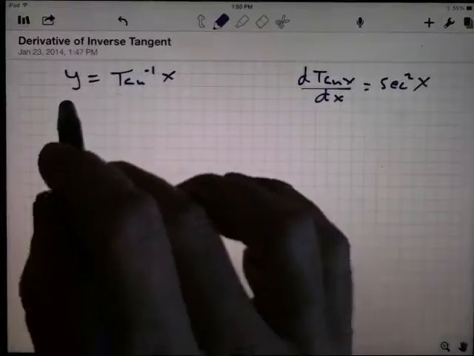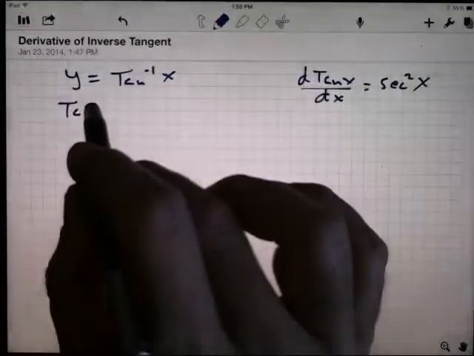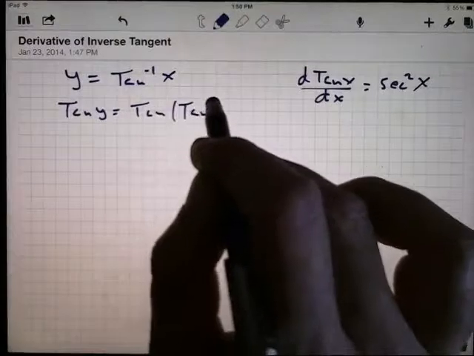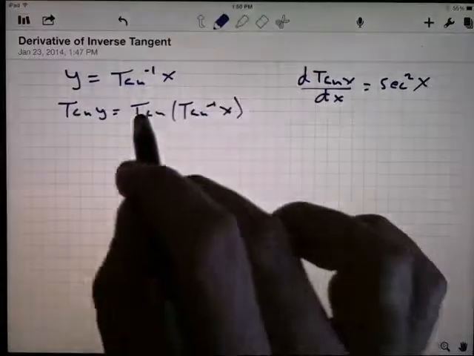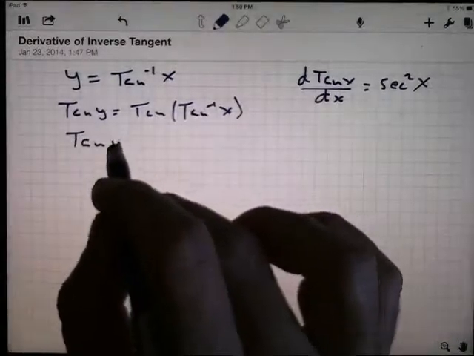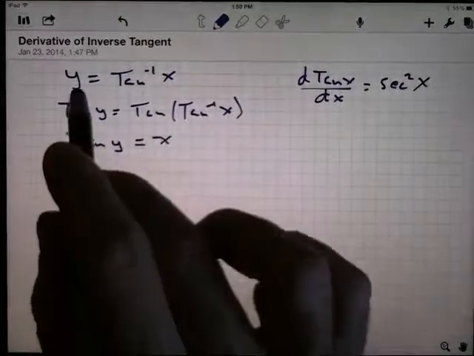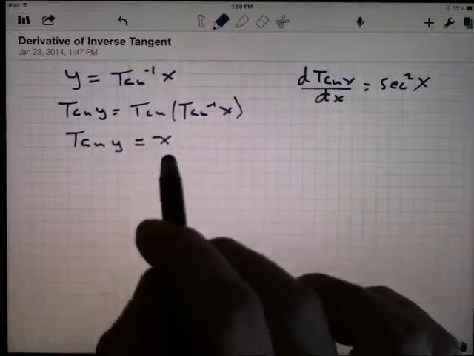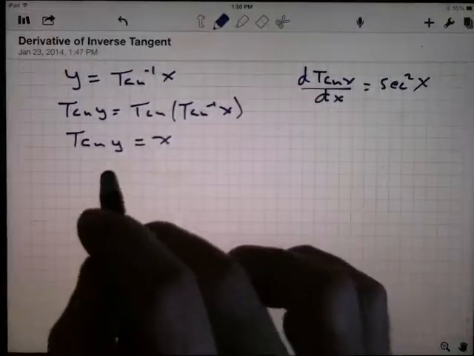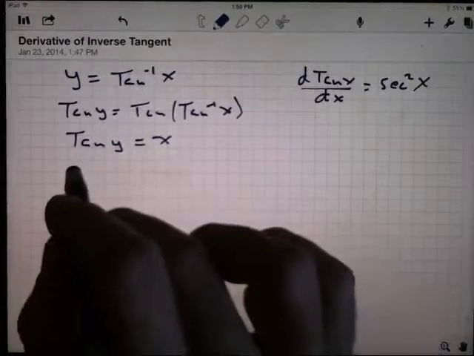I'm going to take the tangent of both sides. So the tangent of y equals the tangent of the angle whose tangent is x. And what is the tangent of the angle whose tangent is x? Well, of course, that's x. So I start with y as a function here, I end up with x as some function of y. Okay. Now I'm going to implicitly differentiate with respect to x.